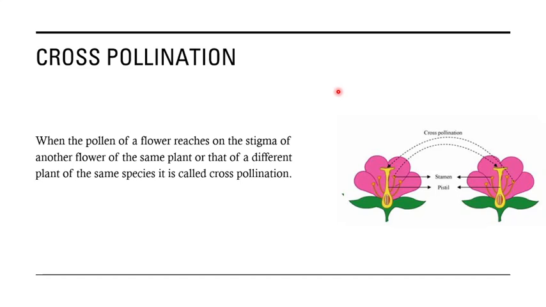Two flowers are needed, but in the case of self-pollination, one flower is enough. What is cross-pollination? When the pollen grains of a flower reach the stigma of another flower of the same plant or of a different plant of the same species, it is called cross-pollination. I have one picture of cross-pollination given here. Okay, dear children, thank you.